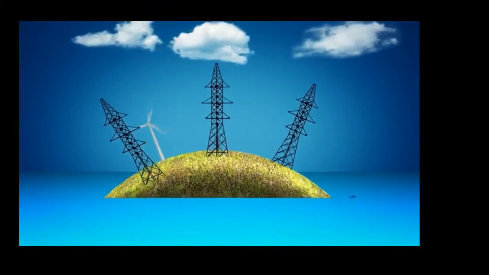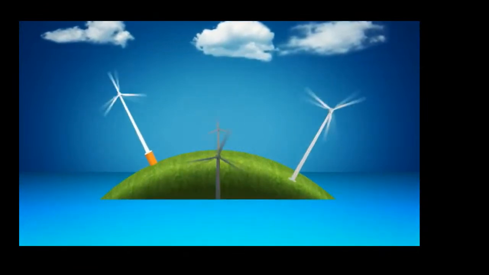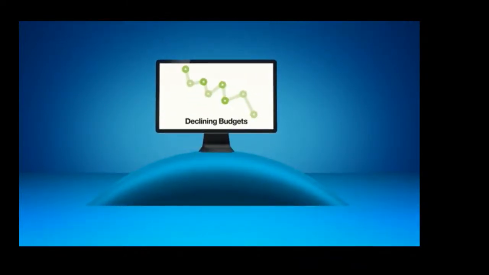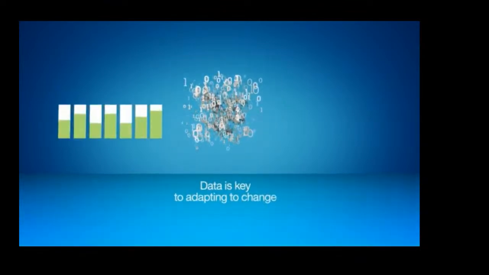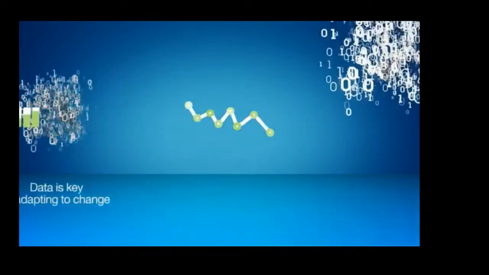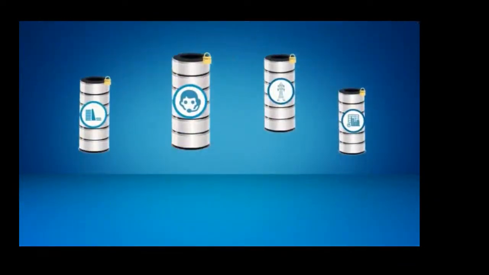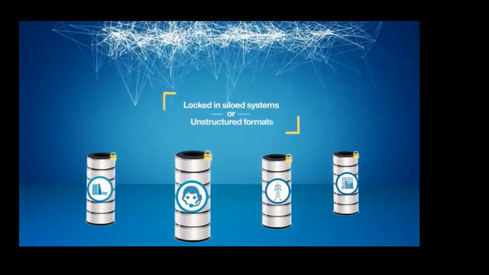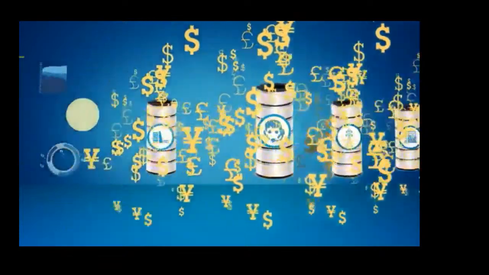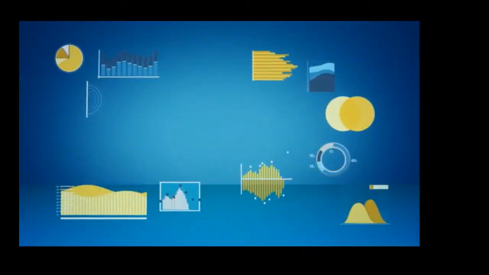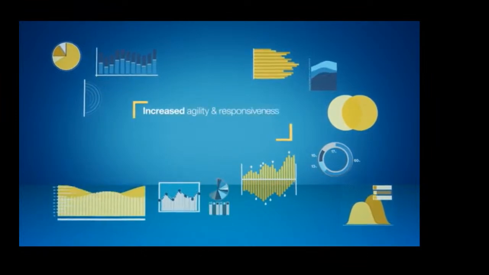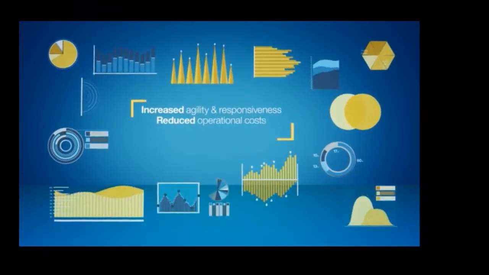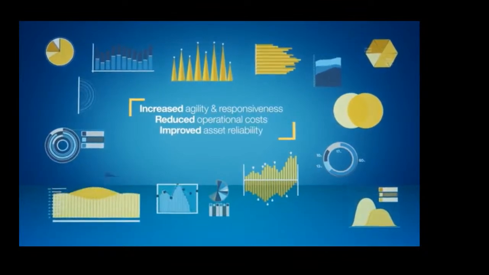landscape. Customers expect the delivery of safe, reliable, affordable, and sustainable energy, despite declining budgets for operations and maintenance and an aging asset base. Energy and utility companies understand that data is a key to adapting to change. These companies have a wealth of data available to them, but it is often locked in siloed systems or it is in unstructured formats. To unlock the value hidden in this data, energy and utility companies are turning to advanced analytics. With this approach, organizations can experience increased agility and responsiveness, reduced operational costs, and improved asset reliability.